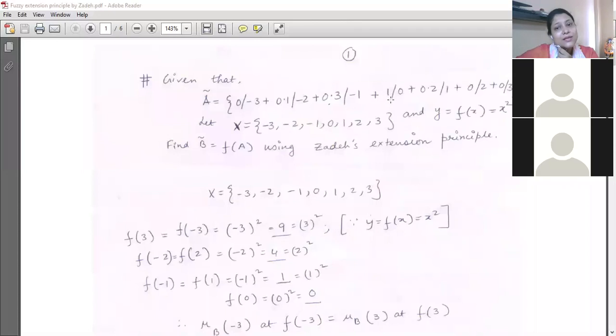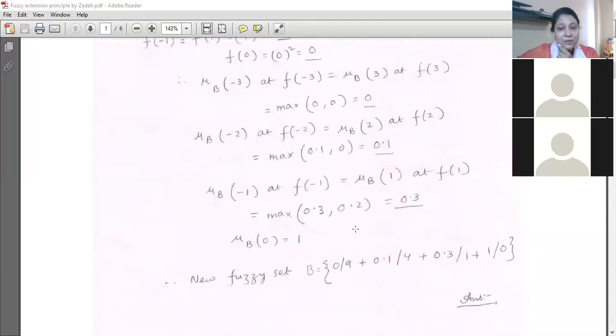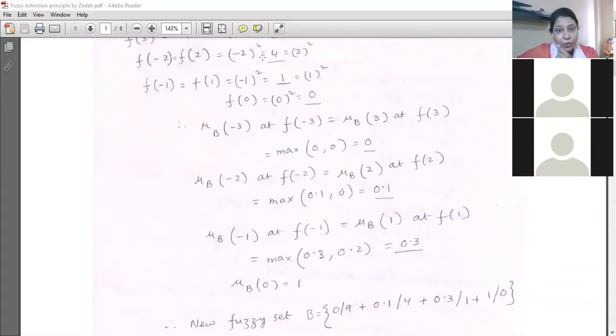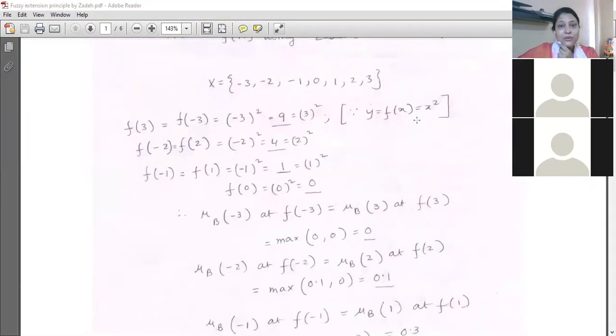So we straight away copy the degree of membership that we had in the fuzzy set A, which is 1. Now our new fuzzy set has evolved, which is 0 by 9 plus 0.1 by 4, plus 0.3 by 1 and plus 1 by 0. So this is what we have in our particular problem.